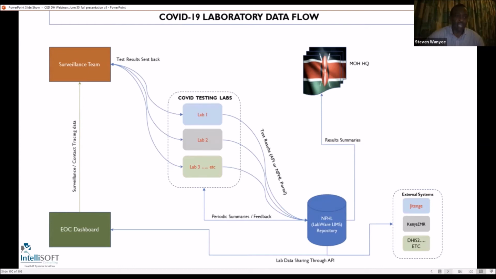And then EOC stands for Emergency Operations Center, which has been set up in the Ministry of Health for all disease surveillance and response. They have a huge dashboard where they look at the status of public health. Then through APIs, this connects to external systems, which are really point of care systems, basically where the patients would interact or touch the health system. Next slide.